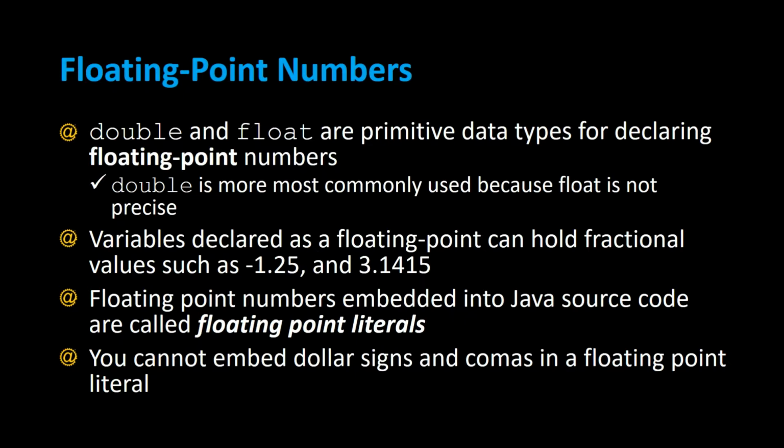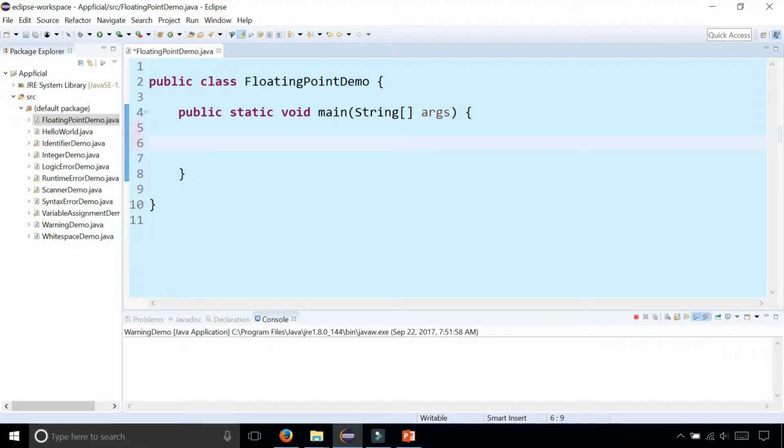Let's take a look at some examples. So here we're going to create some floating point numbers. An example of a floating point number is the price of something, because it has a decimal number in there. So we could say double price and set something to 1.99. And it looks like that.